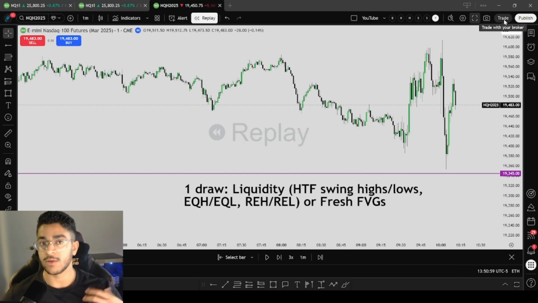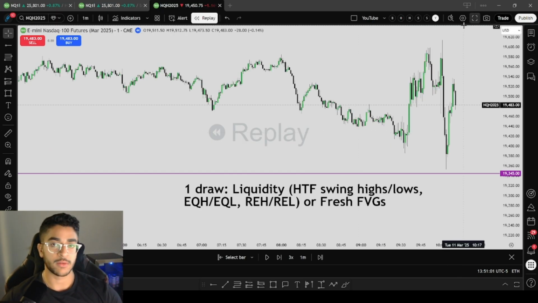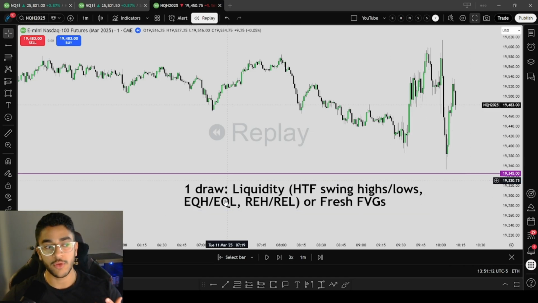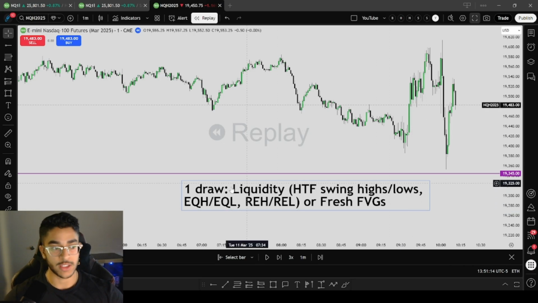All right, now that you guys have seen one example of draw, delivery, and entry, right? In that last example, we were using a 5 minute fair value gap as our delivery, and we were using previous day high as our higher time frame draw on liquidity. I just want to outline a few more examples of draws, right? So a draw on liquidity can be that, right?